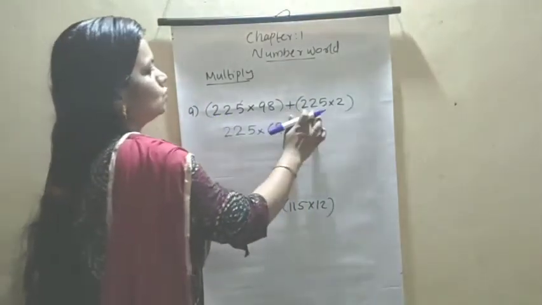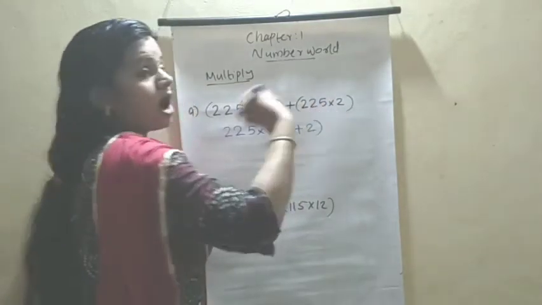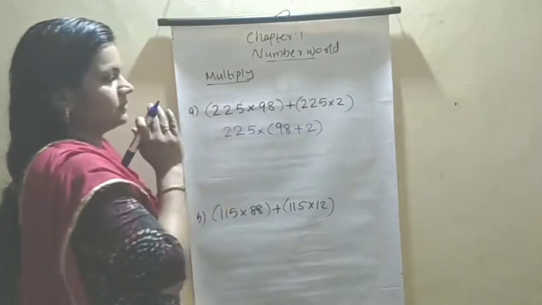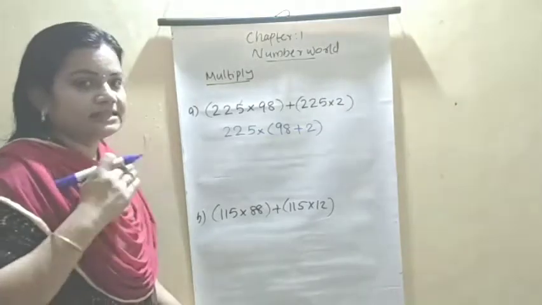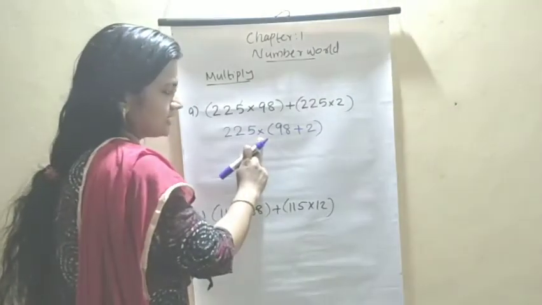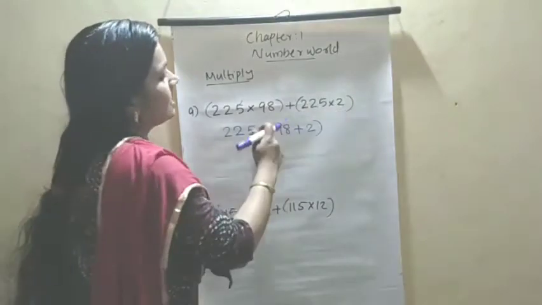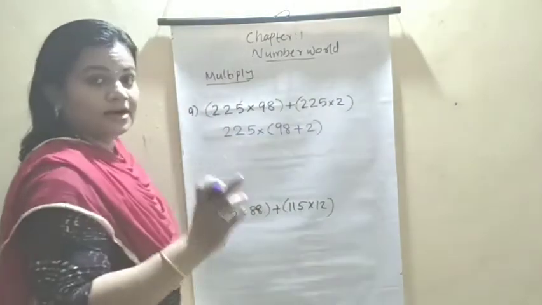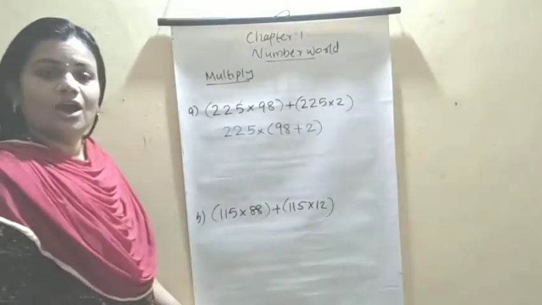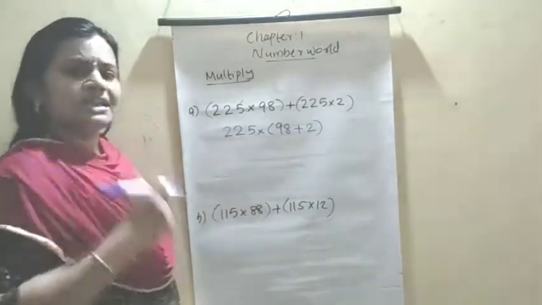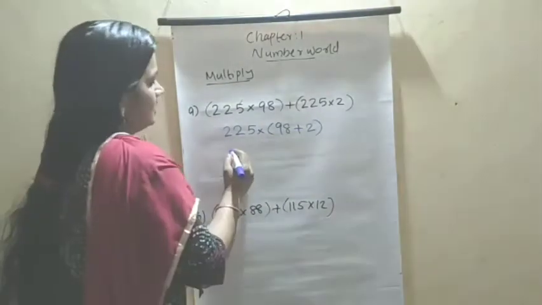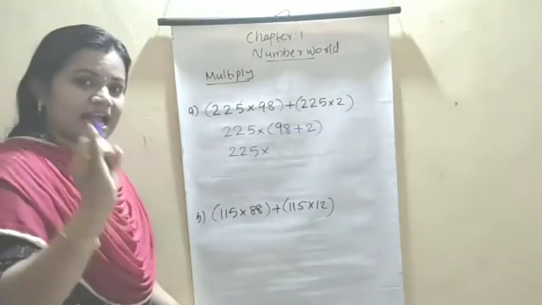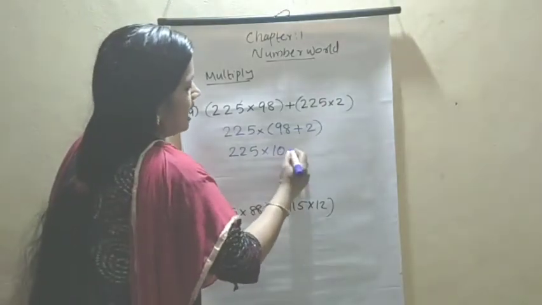First of all, these two numbers are same, so we can take this number 225 outside the bracket. So put the multiplication sign, again put the bracket and write these two numbers with the addition sign. 98 plus 2. What is 98 plus 2? 98, 99, 100. So we got 100.